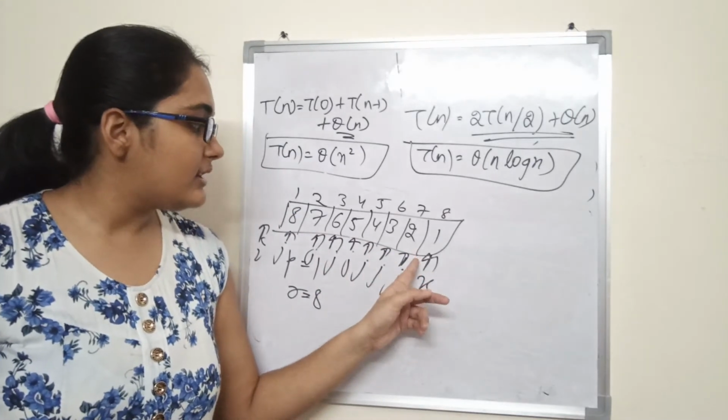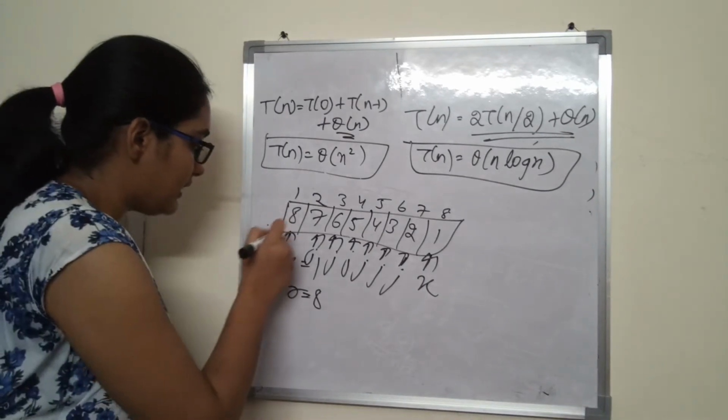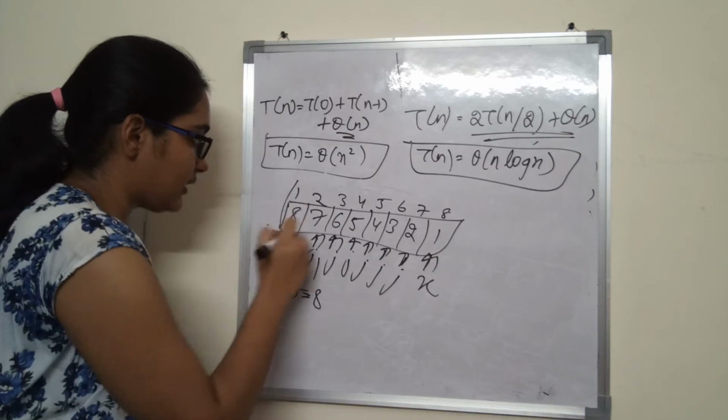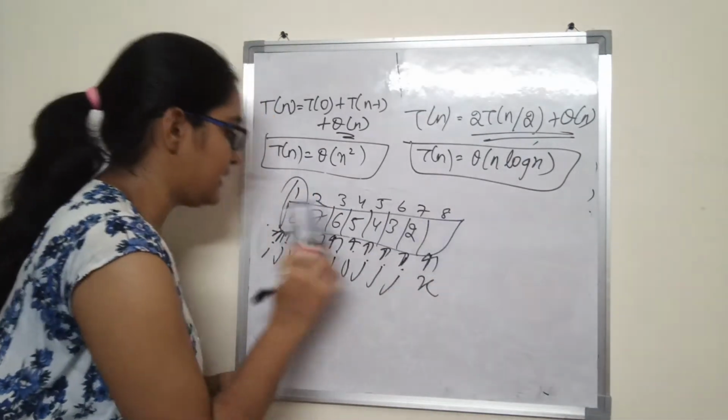And at the end of the day, what will it return? It will return I plus 1. That is, it will return this particular index, 1. How will it return? It will first exchange this with this.